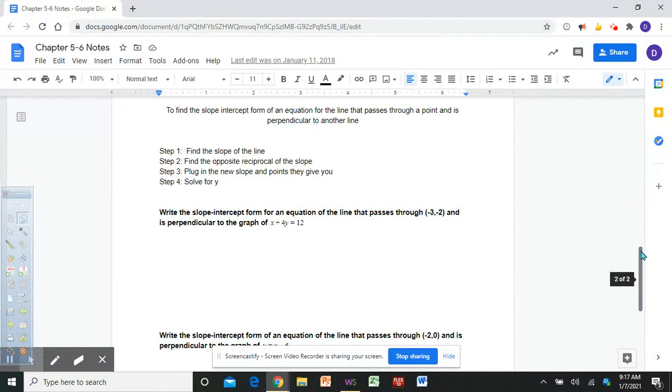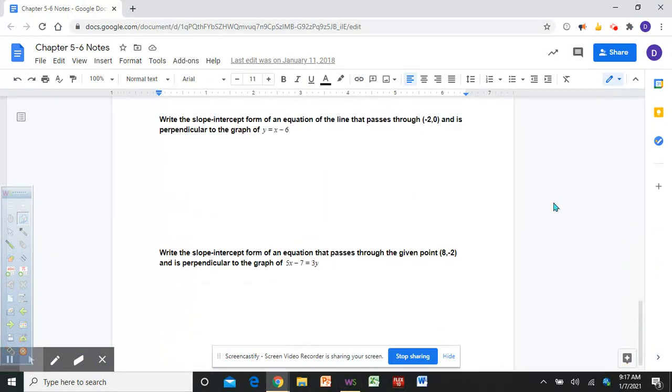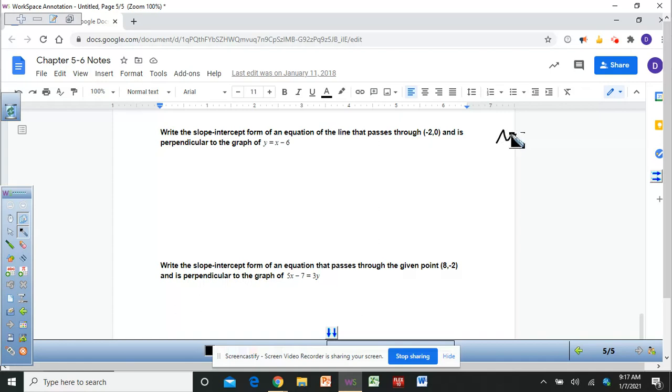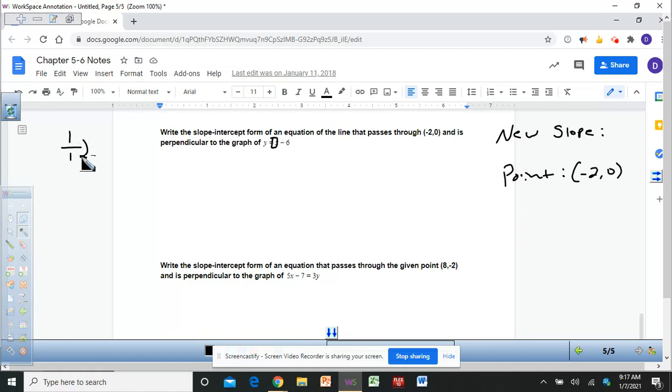Okay, so we'll do a couple more. So right here, we need a new slope and we need a point. So first off, we're going to figure out our point, which is easy. They tell us that is -2, 0. And we need a new slope. So my slope here, there's no number in front of x, so that means my slope is 1, or 1 over 1. So I need to flip these, and it stays as 1 over 1, and then I add a negative to the front. Okay, so then we have my new slope is -1.